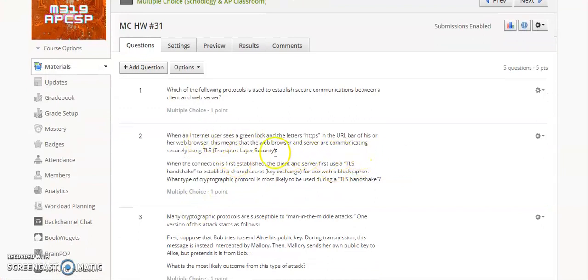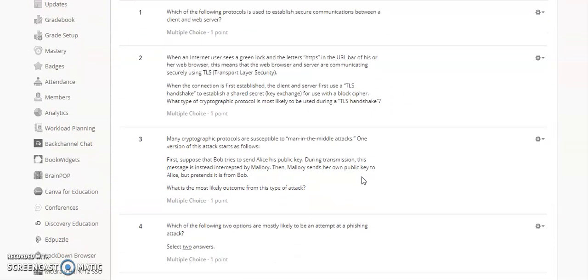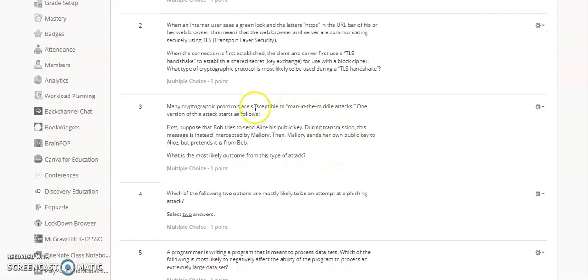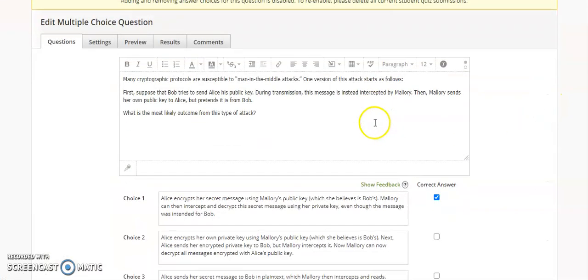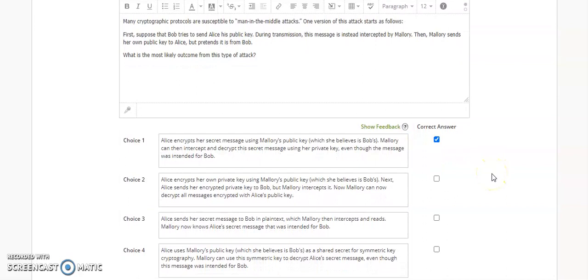When we look at number 2, this is again that TLS handshake that we're talking about. When you see that green lock in the HTTPS for us, that TLS handshake is just, again, that combination of using asymmetric and symmetric cryptography. Many of our cryptographic protocols are susceptible to that man in the middle. This is Eve trying to eavesdrop on our conversations. Let's take a look at this one in particular, where a man in the middle attack happens, and this is where digital signatures oftentimes help us out.